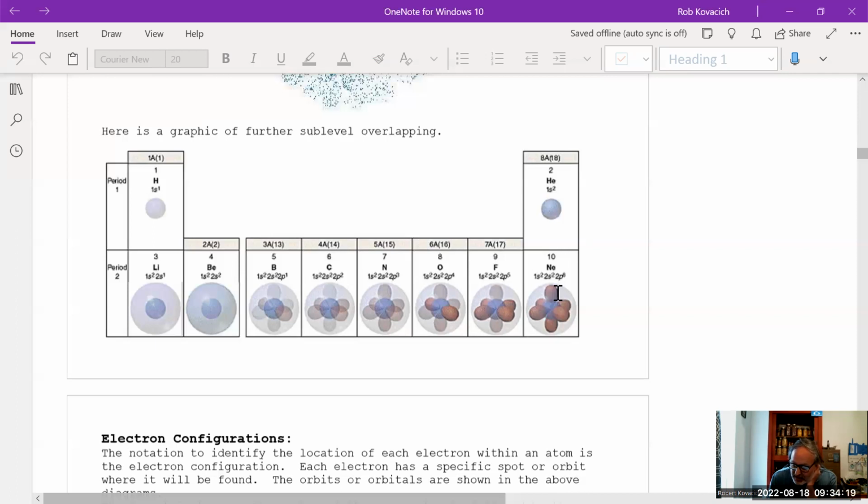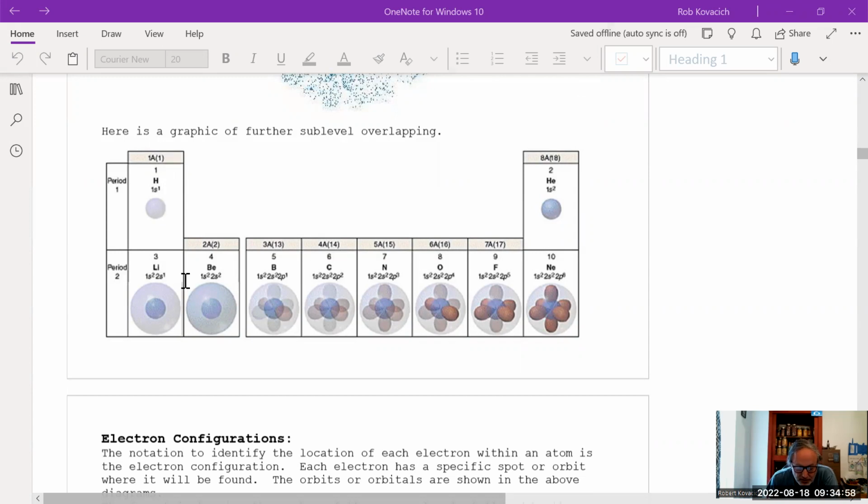And now I move over to neon, and I've got 10 total electrons, and you can see all of them are the same electron density because I've got 2 electrons in each one of the p orbitals, the px, py, and pz. So those electrons overlap with each other within a particular sublevel. The sublevels will overlap with each other.